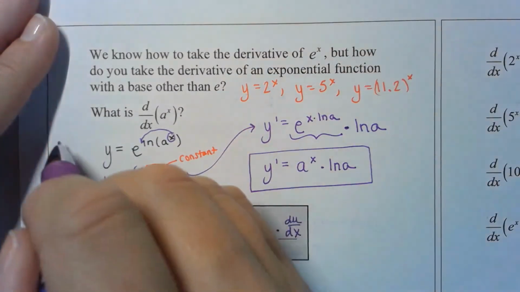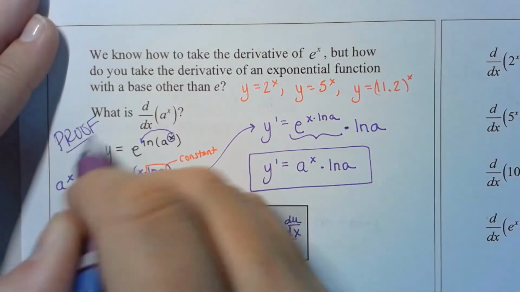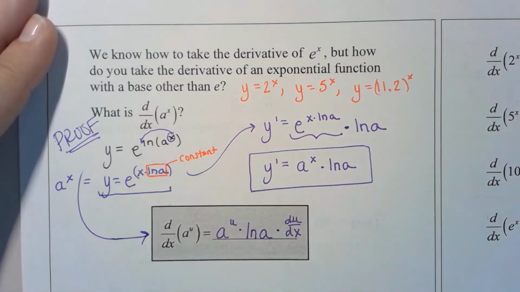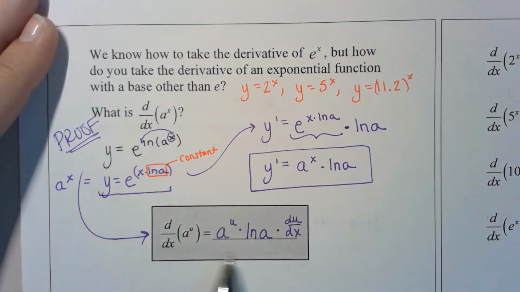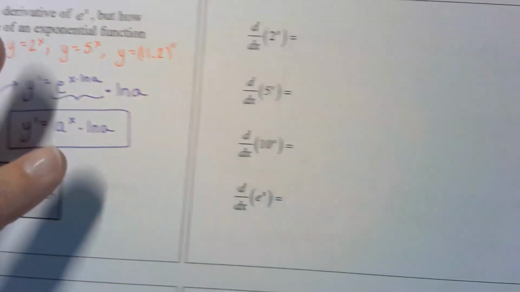So all of this right up here is kind of a proof of this here. You don't have to reproduce this. We're not going to go through these steps every time. It was just showing you where the rule comes from. Okay. Take a moment and write that down. And let's go do some practice.